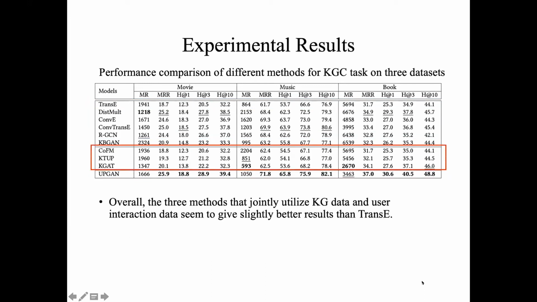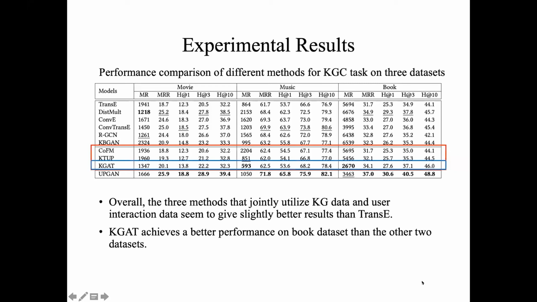Then let's look at other methods which incorporate user-atom interaction data. Overall, the three methods that jointly utilize large graph data and user-atom interaction data seem to give slightly better results than TransE. Among them, KJT achieves a better performance on book dataset than the other two datasets.